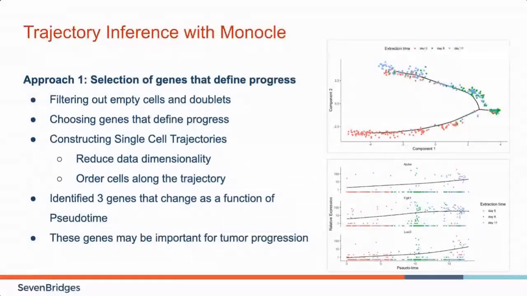After processing raw sequencing reads and producing gene-to-cell counts, we performed trajectory inference analysis using two different approaches. Both of these approaches use the Monocle R package, but the first approach incorporates timescale information, where we identify differentially expressed genes between cells from different stages of tumor development. Before composing the trajectory, we filter out empty cells and doublets.